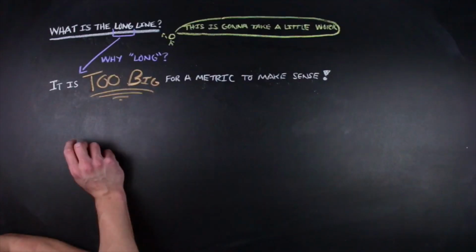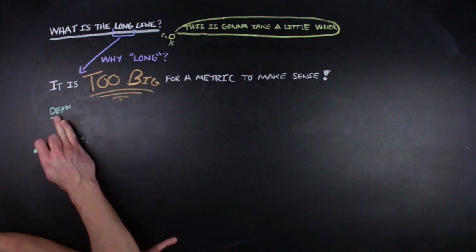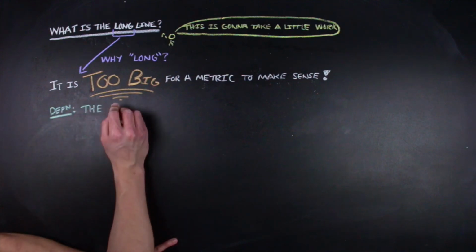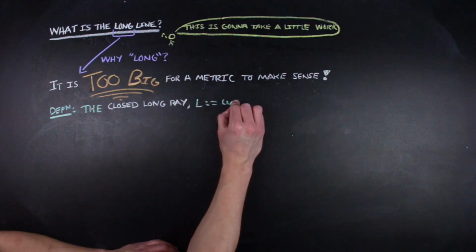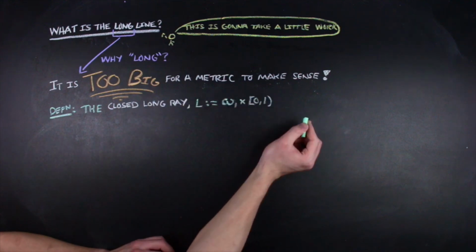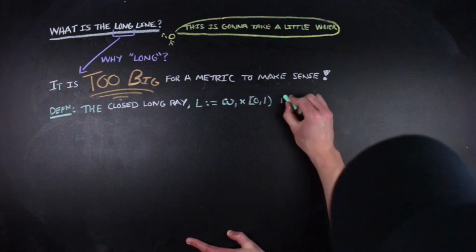So in order to get at what it means to be a long line, we also have to define what it means to be a long ray. So the closed long ray is by definition equal to omega-1 crossed with the half open interval from 0 to 1, where 1 is the open bit and 0 is the closed bit.